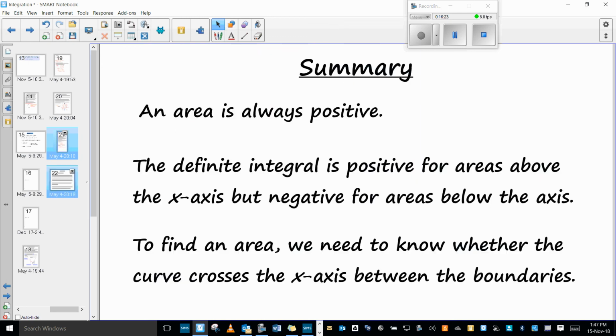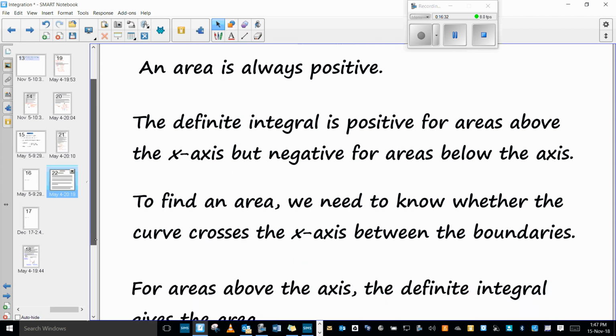So, summary. Area is always positive. Definite integral is positive for areas above the axis, negative below. We need to know whether it crosses the x-axis.